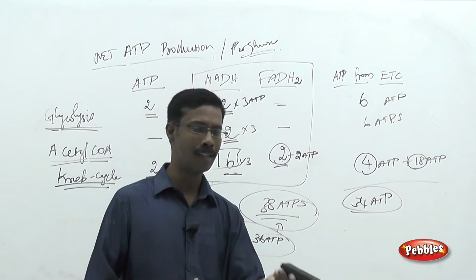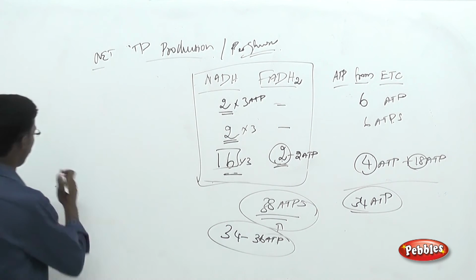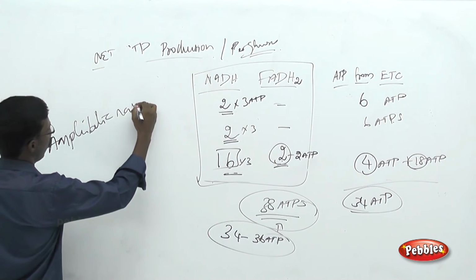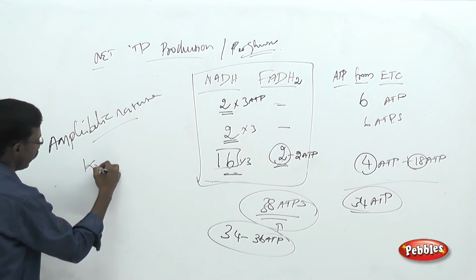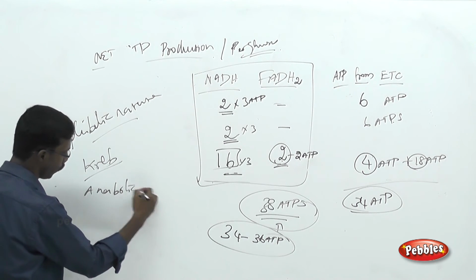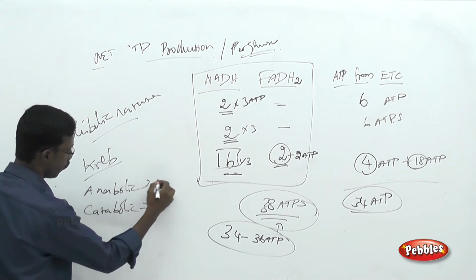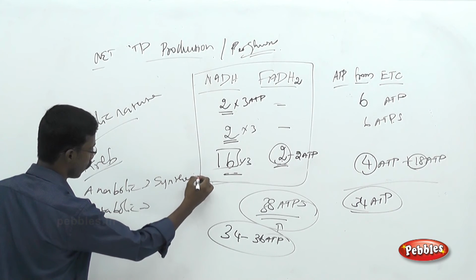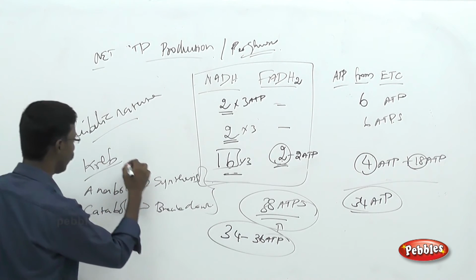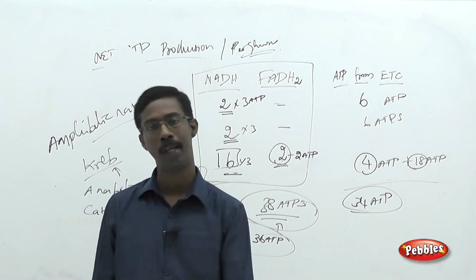Okay, and the next thing you have to remember, one more term in respiration, is the amphibolic nature or amphibolic pathway. The Krebs cycle is called the amphibolic pathway because there are two major metabolic processes we are going to discuss: catabolism and anabolism. Anabolism means synthesis of molecules, catabolism means breakdown of molecules. So we call this Krebs cycle an amphibolic pathway because both breakdown and synthesis happen in the same pathway.